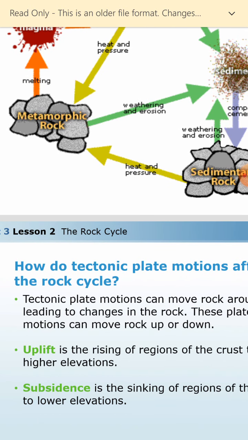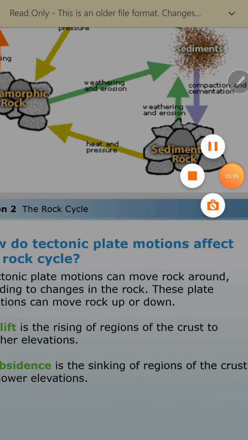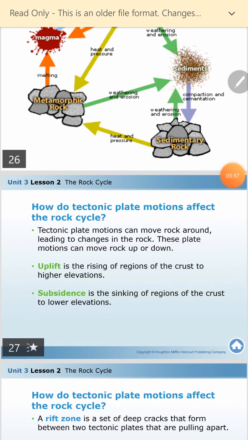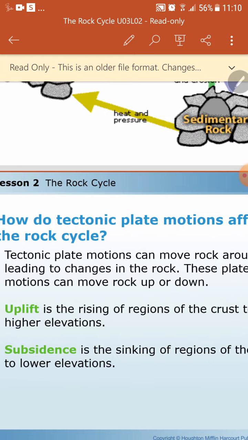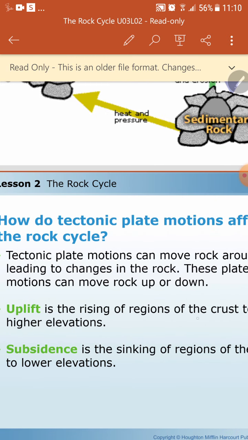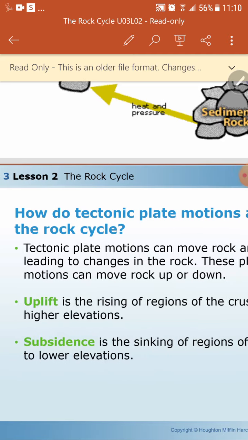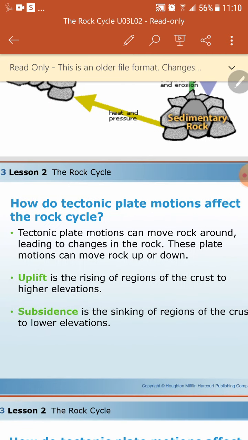Now, the last page, in this part we want the three definitions: the uplift, the subsidence, and the rift zone. They start talking about the tectonic plate motion. You will understand it more in the next lesson, inshallah, when we take the layers of the earth.